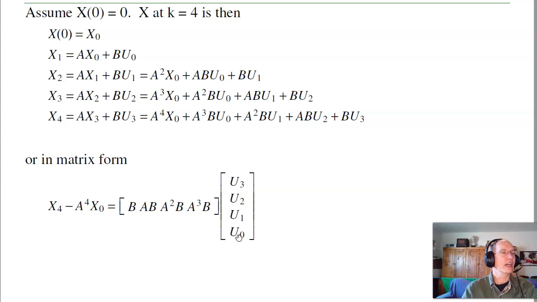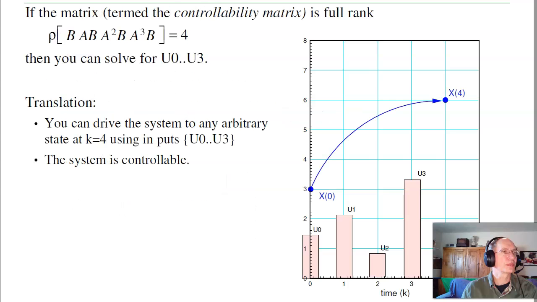Translating, these are the inputs that can drive me to any state. It's controllable, as long as this matrix is invertible. Now this matrix right here is called the controllability matrix. If I have a fourth order system, then this matrix has to have a rank of 4. If it is, I can solve 4 equations, 4 unknowns. Kind of what that means is that there is some set of inputs that'll drive me from one state at k equals 0 to any state at k equals 4 in 4 samples.